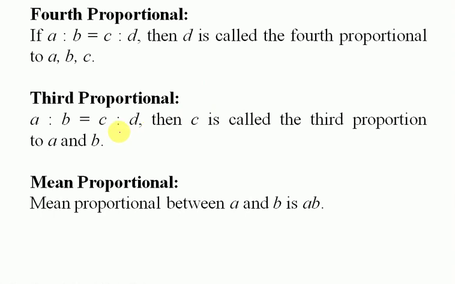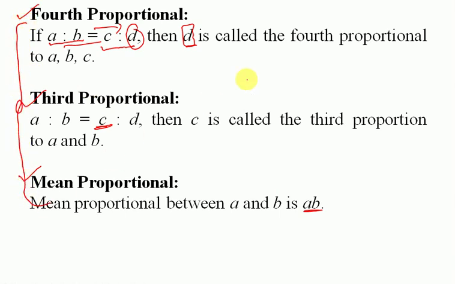Now these are some of the terms in proportion. What is fourth proportion, what is third proportion, what is mean proportion? Let's suppose a ratio b is given to you, and c ratio d is given to you like this. Here d is called the fourth proportion. Similarly for third proportion, a is to b, c is to d, here c is called the third proportion. Mean proportion between a and b is the square root of ab. Just pause this video, you can take a screenshot or note this down. Sometimes this can be asked, but it is very rare that they will ask you a direct question, but you should know these terms.